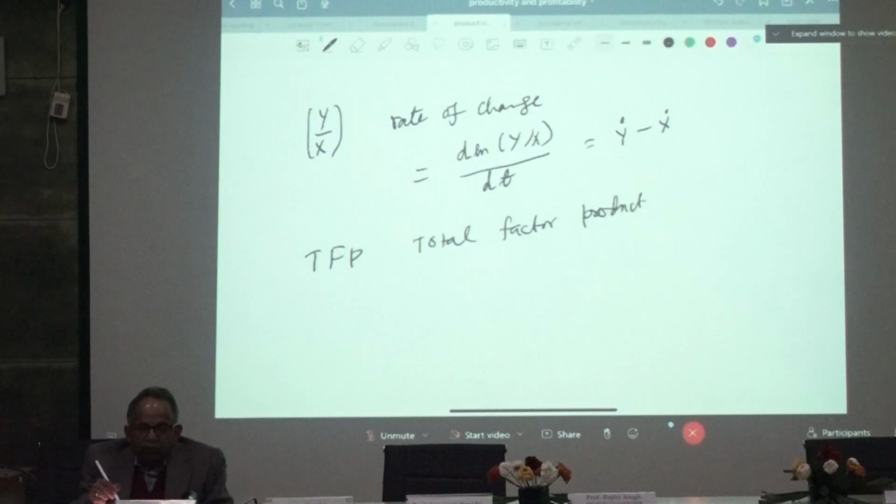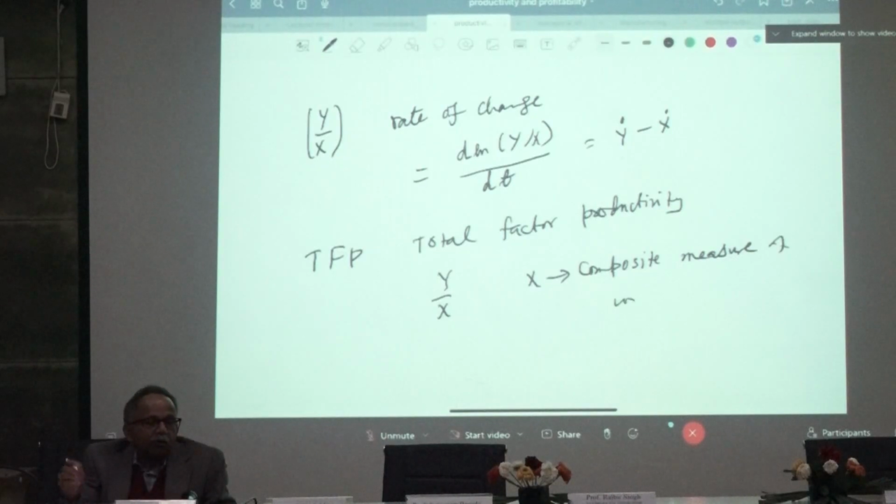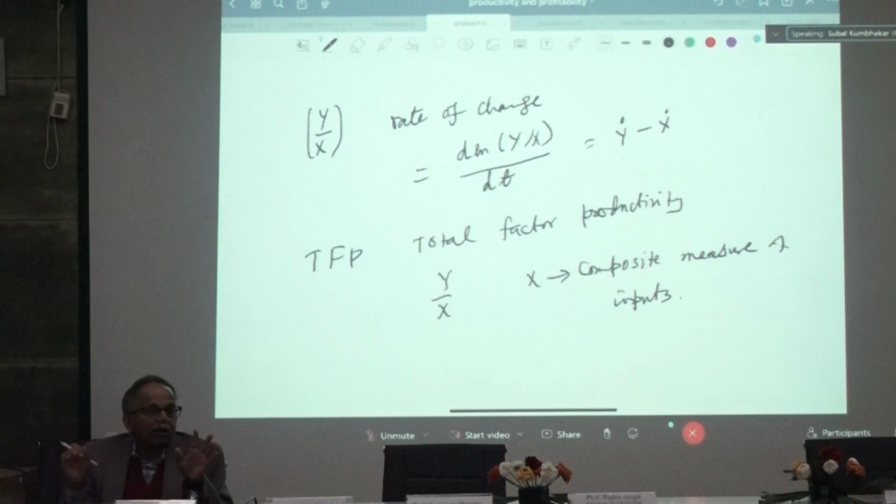This is also defined as y over x. But what is x? x is a composite measure. You have 4 or 5 different inputs, and you can define a single input by defining an index. So x is an index of input that comprises all the 4 inputs being used.